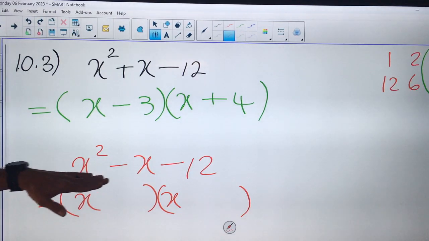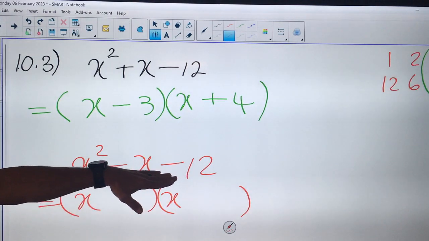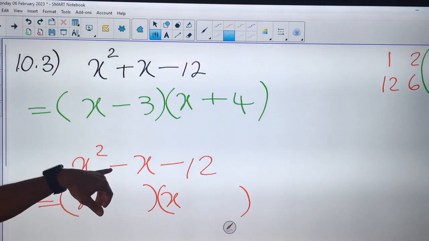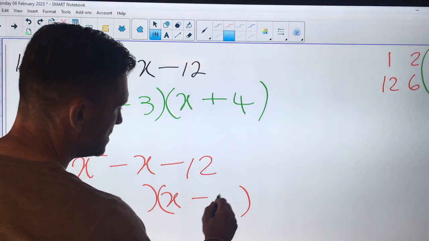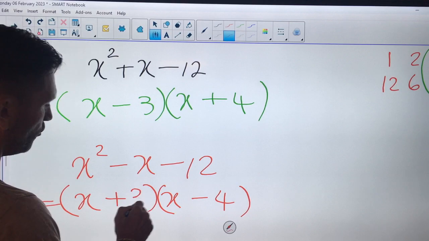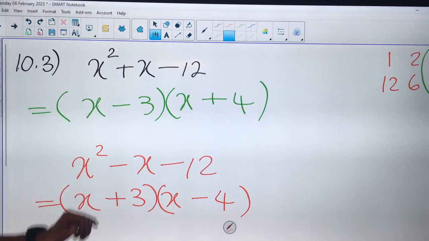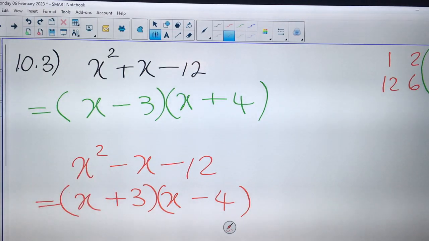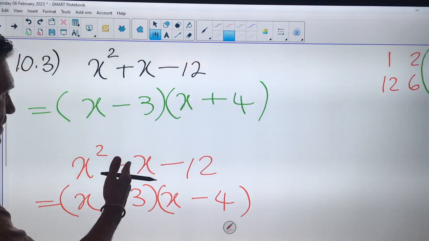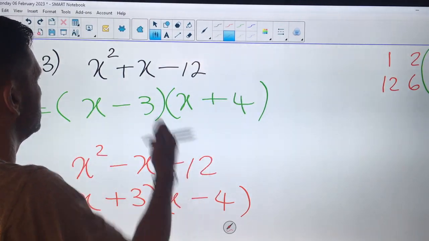Now we have the minus 12 again. So it still says that the signs are different. Except now it says the negative one must be bigger. So the 4 carries the negative sign, whereas the 3 carries the positive sign. The bigger one has the sign that's in front here. Because negative 4 plus 3 will give me negative 1, whereas with this one, 4 minus 3 will give me 1.